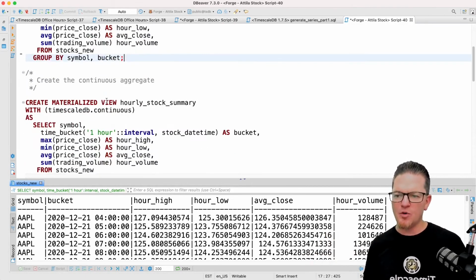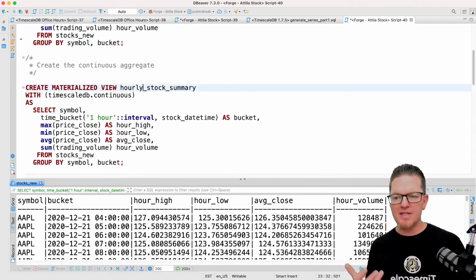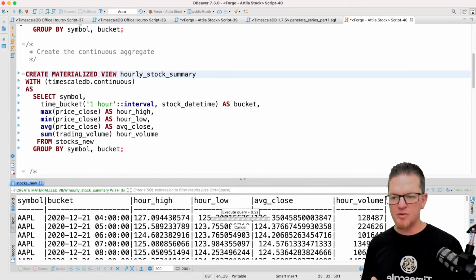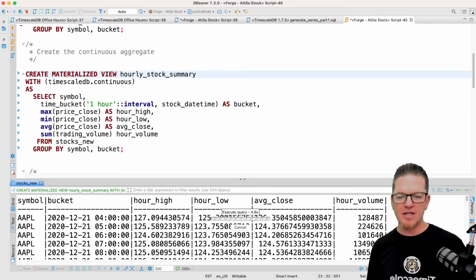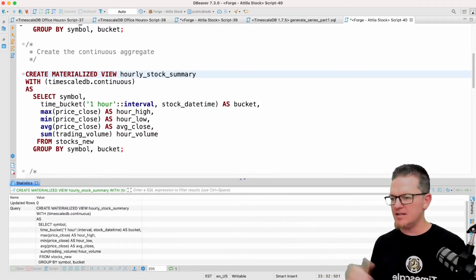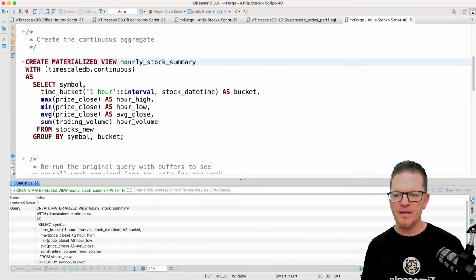Instead, I can take that query and create a continuous aggregate out of it. So I'm going to do that. And as this is running, it's actually creating the aggregate under the covers. It's storing it to disk, and I get that continuous aggregate created.